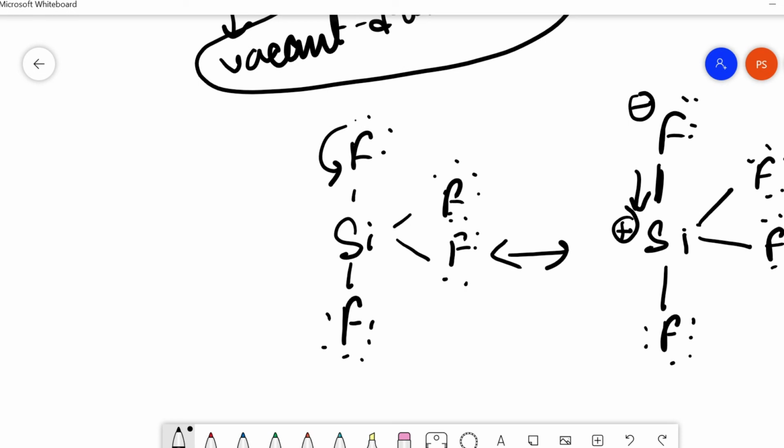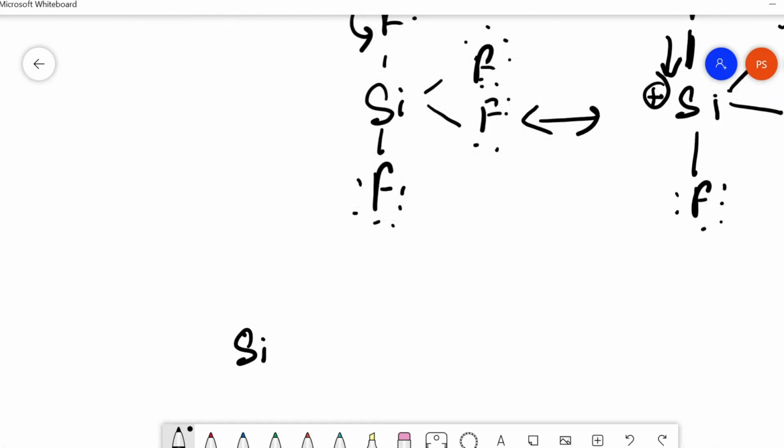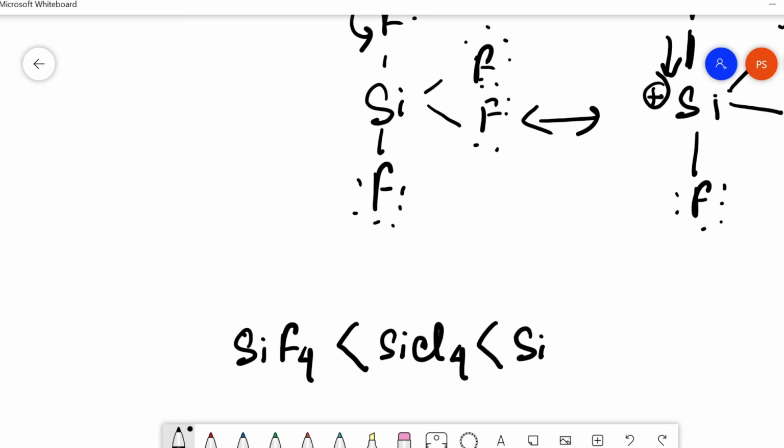Now this back bonding decreases with the increase in the size of the halogen atom from fluorine to chlorine, chlorine to bromine, bromine to iodine, which results in higher Lewis acidity. That's why the acidity order will be SiF4 less than SiCl4 less than SiBr4 less than SiI4.